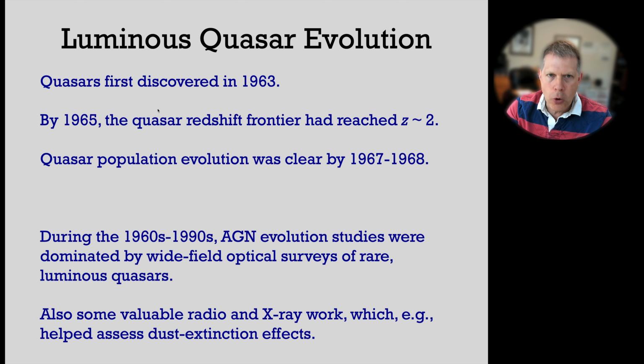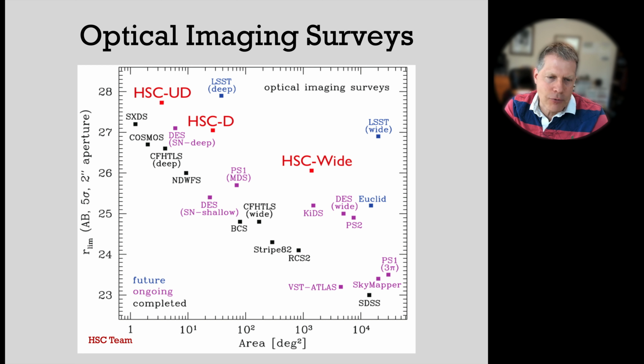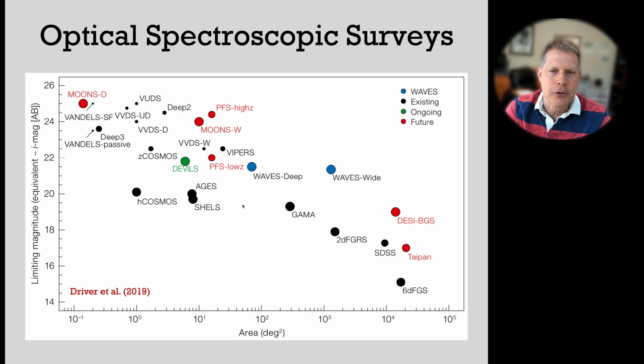And then, motivated by these very important early results, during the 1960s to the 1990s, AGN evolution studies were dominated by wide field optical surveys of rare luminous quasars. And I'll just show some plots of the types of relevant surveys. These are modern versions of diagrams showing the sensitivity versus area of modern optical imaging surveys in this slide, and then optical spectroscopic surveys here.